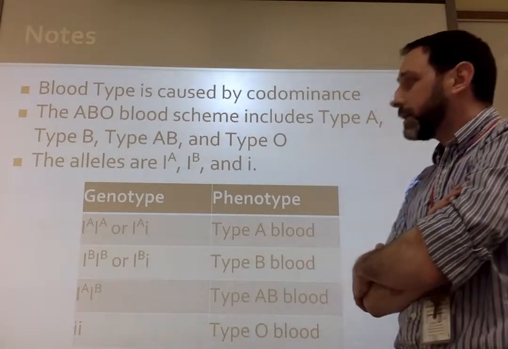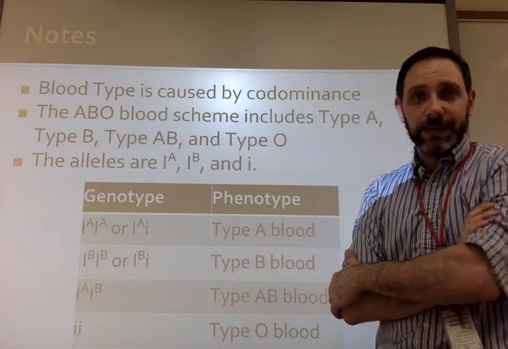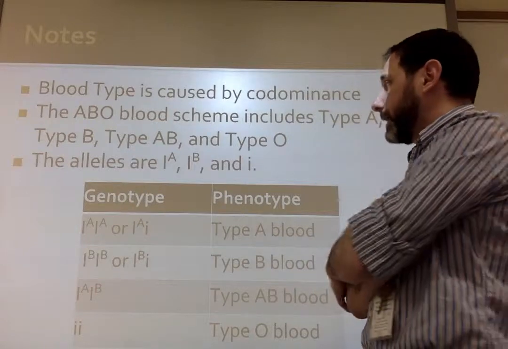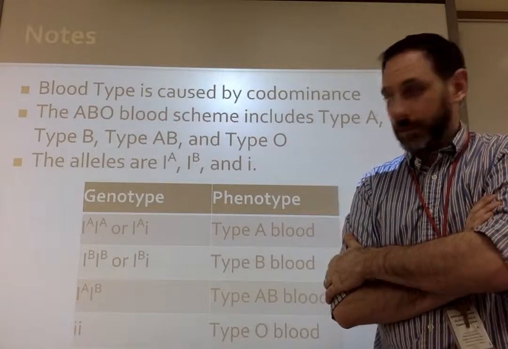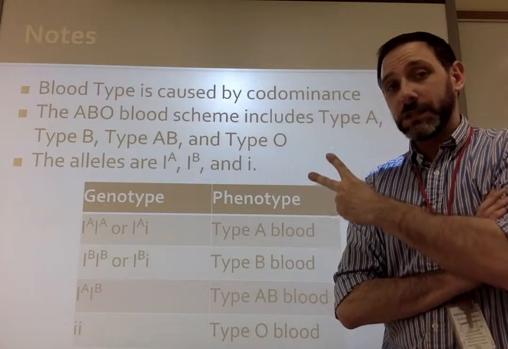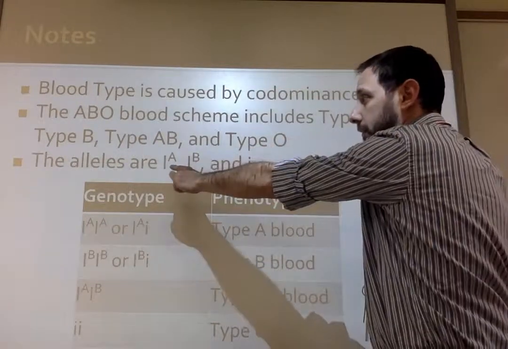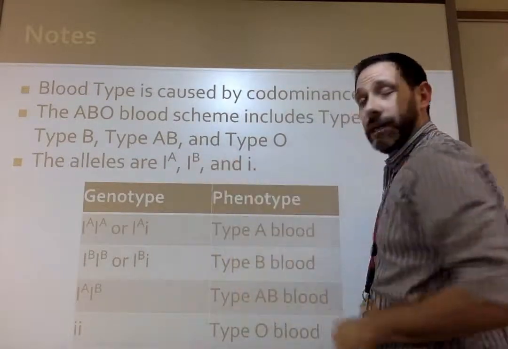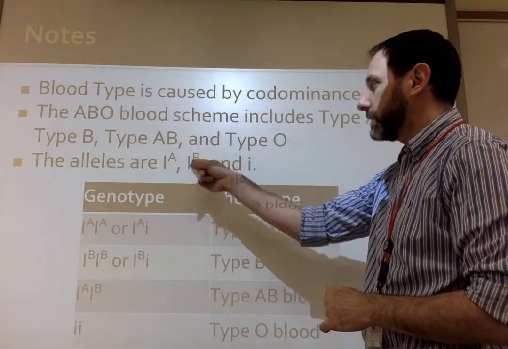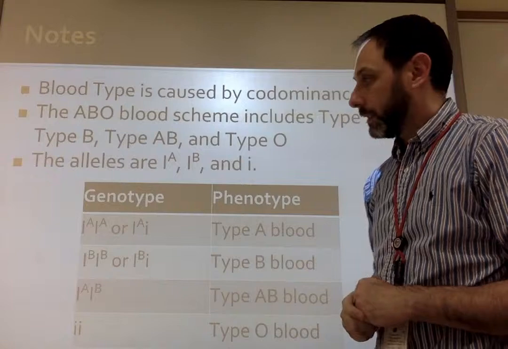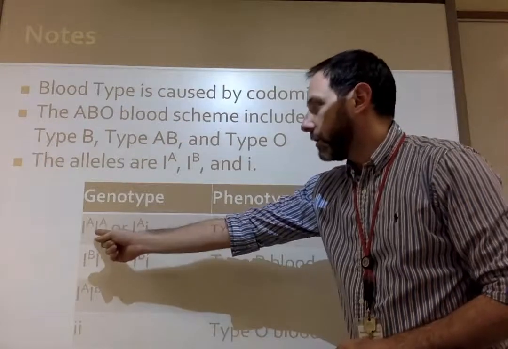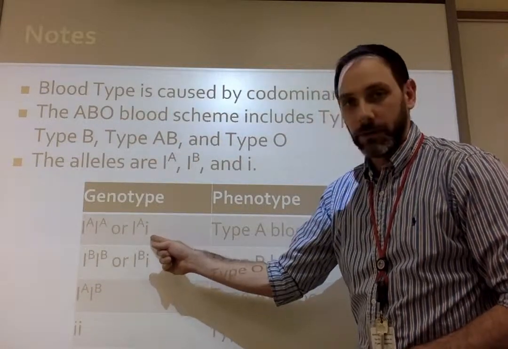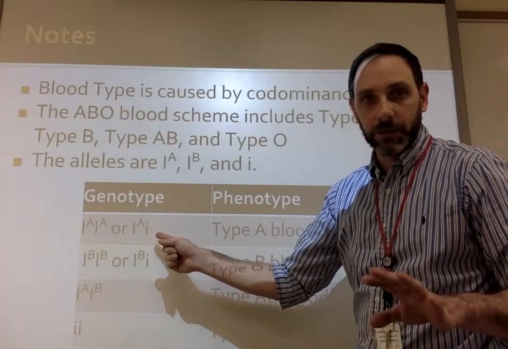And so for genotypes, we're going to use a capital I and a lowercase i. So capital I indicates that there's something on this cell, and lowercase i means there's nothing. But there's two types of antigens, so we need to have a capital I with an A if it's the A antigen, or capital I with a B if it's the B antigen. So we use these three alleles. And so if you're type A blood, you could be homozygous dominant, IA, or heterozygous, IA with a lowercase i. We don't write any letters on the lowercase i.